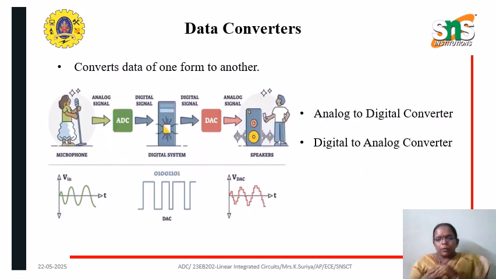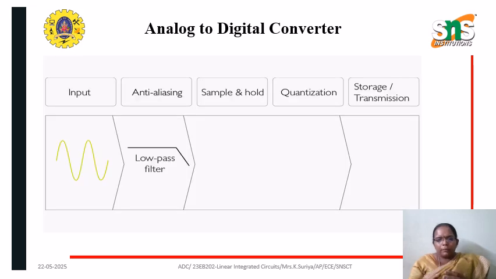Next, we will see what is a data converter. So, data converter is a device that converts analog signal into digital signal or digital signal into analog signal. So, in general, we can say that data converters are the devices which change one form of a signal into another form of a signal. So, first we'll see about analog to digital converter.